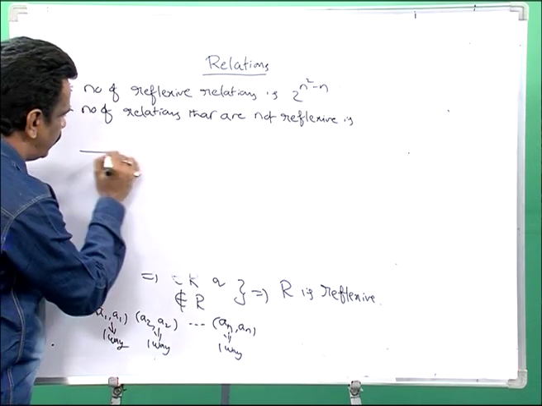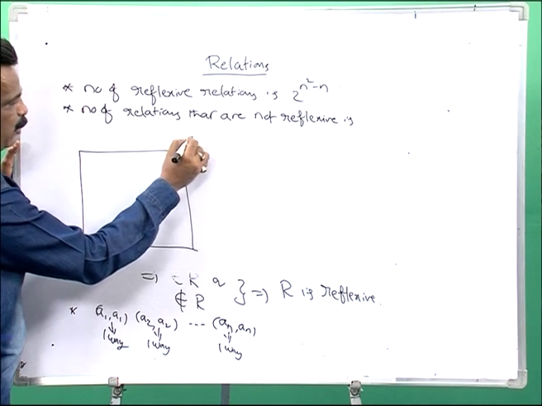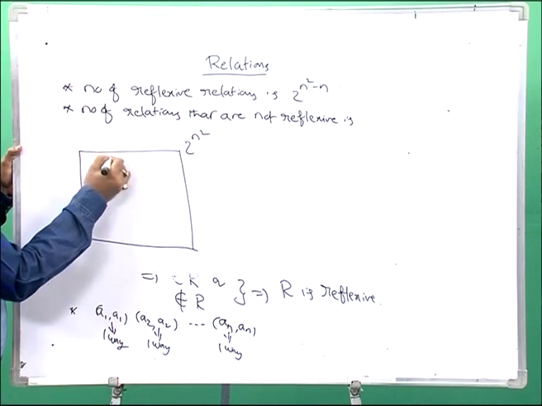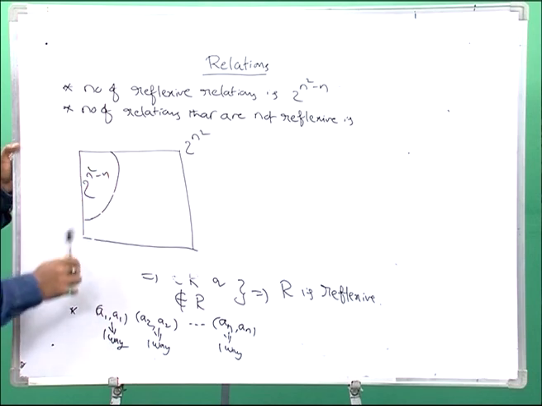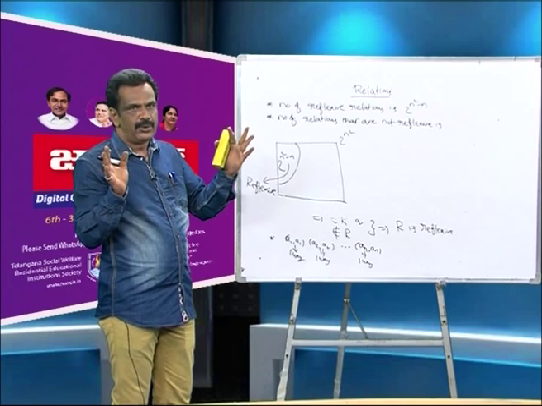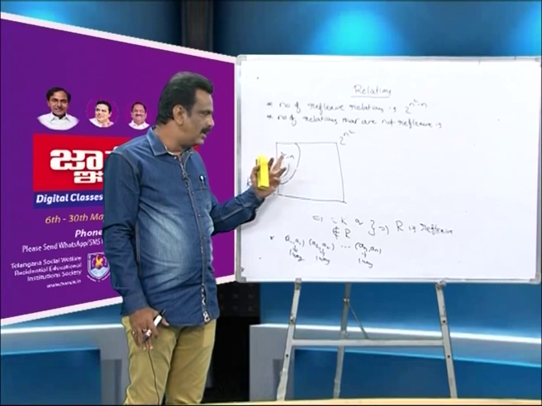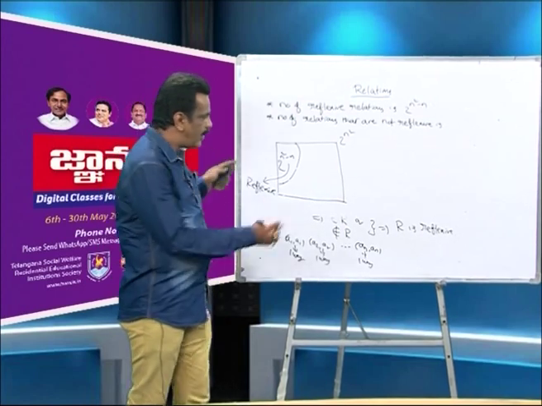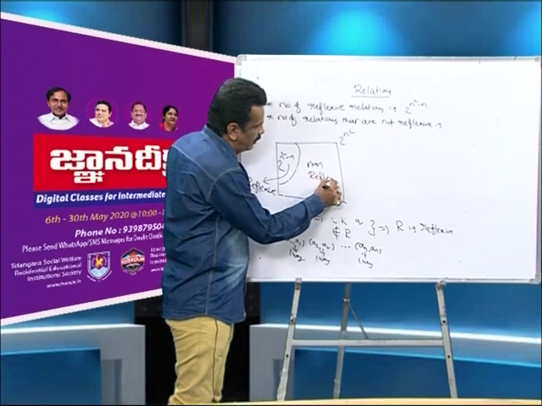See here, suppose this is the number of relations possible. You can take 2 power n square relations we have. It is of two parts I am taking. It is containing 2 power n square minus n, that is the number of reflexive relations we can say. So in total this much of relations we have, among which already we found 2 power n square minus n relations that are reflexive. So what about these? These are non-reflexive relations we can say.